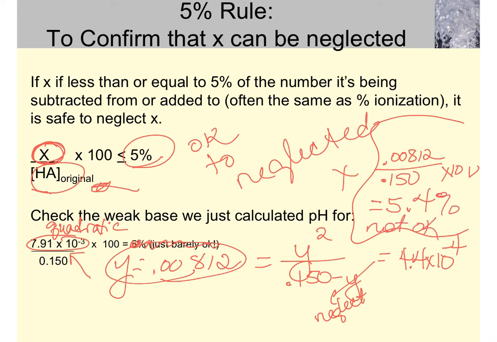So what that tells us is it's not okay to neglect. It's really on the borderline. But you can see 0.00812 is pretty far off from what we would have gotten from the quadratic, 0.00791. Not horrible, but anyway, if it doesn't pass the 5% rule, that means it was not okay to neglect X, which means you have to use the quadratic. And that is it for this lecture on weak acids and weak bases.